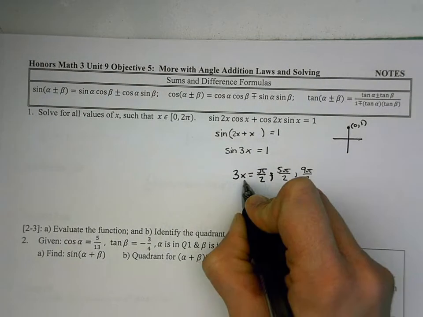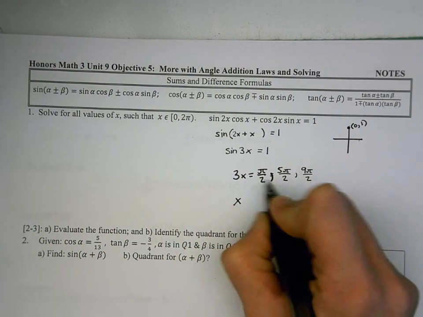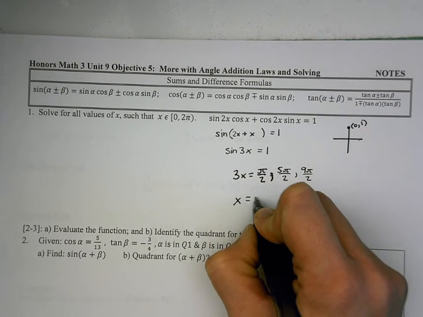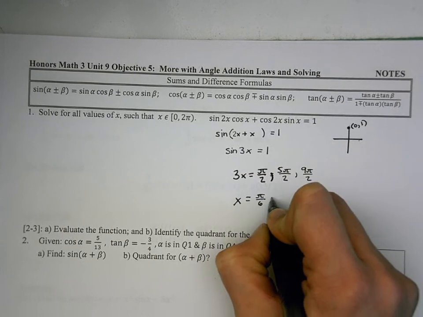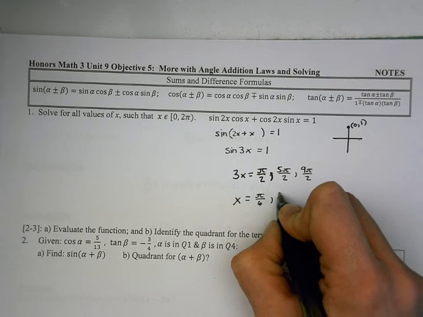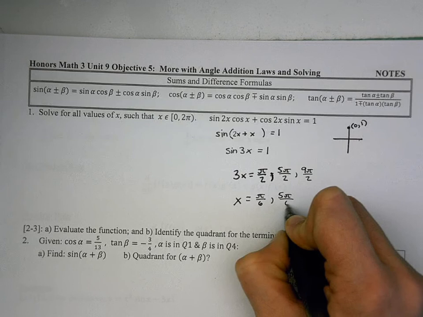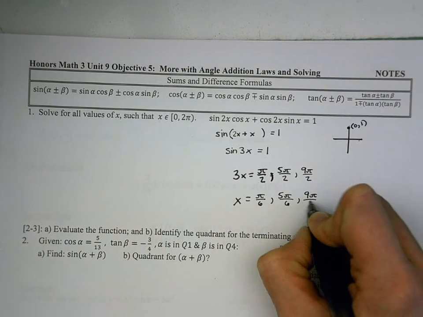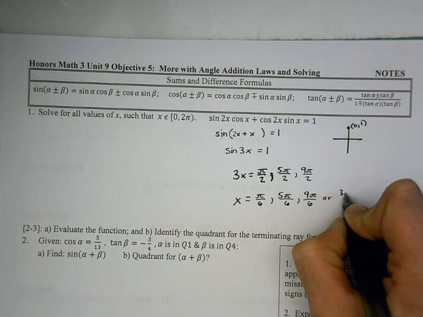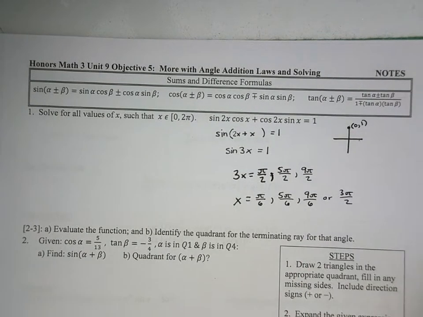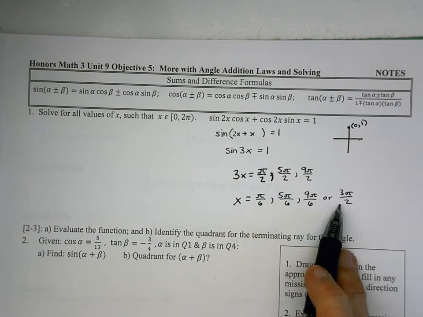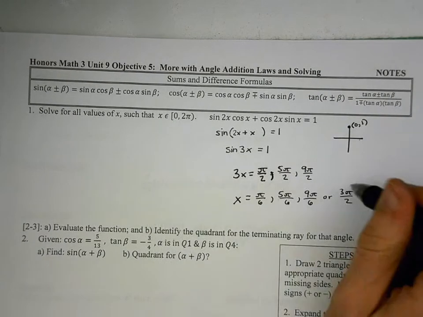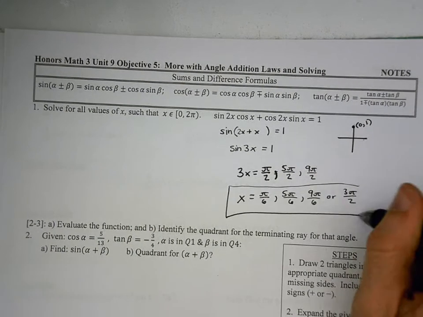And what that means is if I finish solving for x here and I divide each of these by 3, pi over 2 divided by 3 is pi over 6. 5 pi over 2 divided by 3 is 5 pi over 6. 9 pi over 2 divided by 3 is 9 pi over 6, or 3 pi over 2 if you were to reduce it. And all 3 of those angles lie between 0 and 2 pi, and so all 3 of them would be included in our answer.